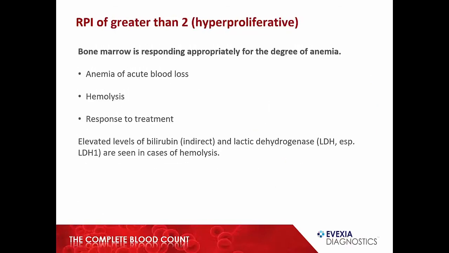Now, on the opposite end of the spectrum, an RPI greater than 2, also known as hyperproliferative, suggests that the bone marrow is responding properly for the degree of anemia. And please keep in mind there are only 3 causes of anemia associated with an RPI greater than 2, and those are listed on the slide: anemia of acute blood loss, hemolysis, and response to treatment.